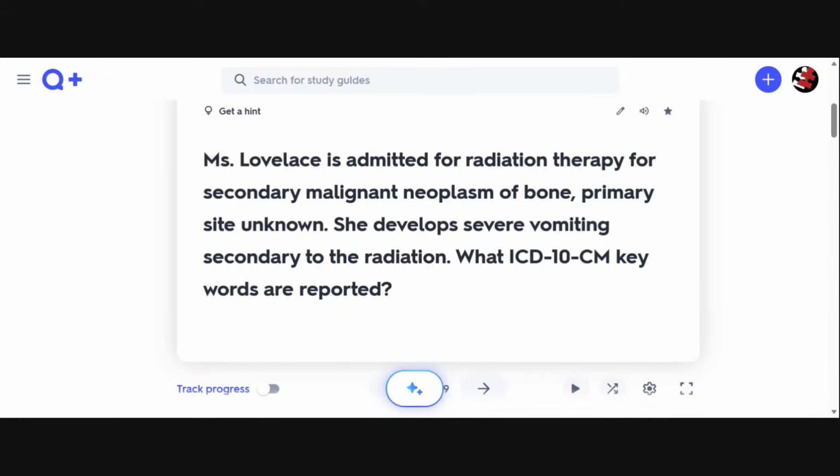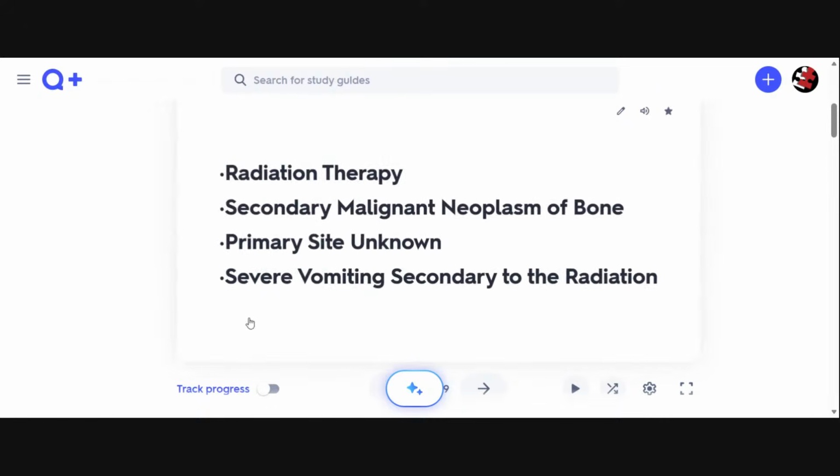All right, you guys and your fast typing. A lot of you picked the same thing. I'm going to be focused on our radiation therapy, our secondary malignant neoplasm of the bone, our primary site being unknown, and our severe vomiting secondary to the radiation. Pretty much everyone put that in the chat, so outstanding.